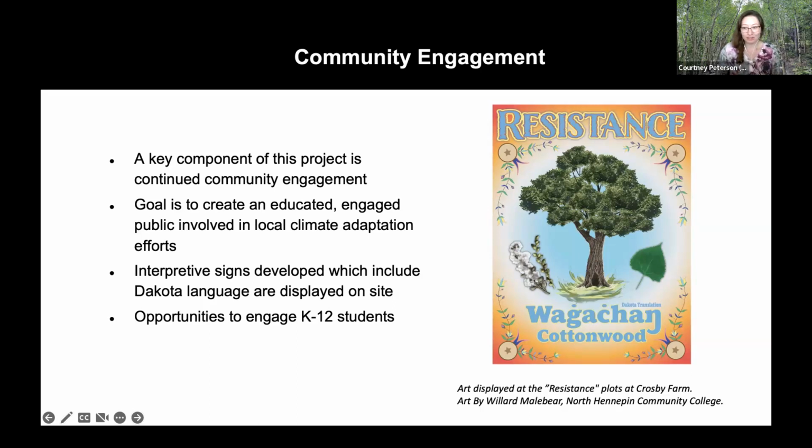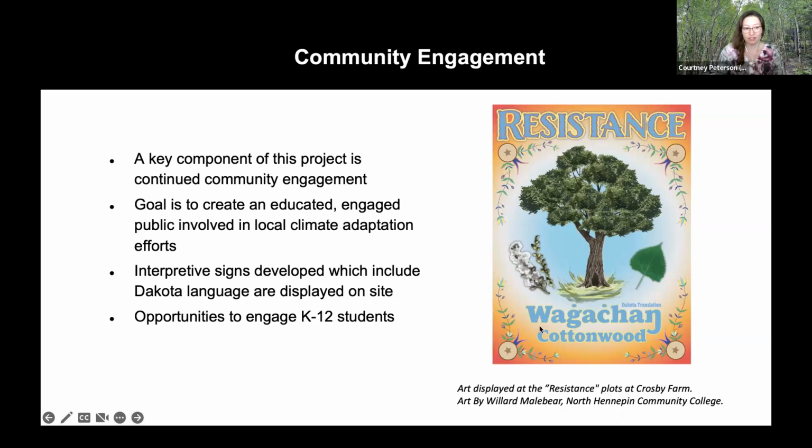Also, since it's in the middle of the Twin Cities, it's a great chance to really have those interpretive signs and really share what we're doing as far as climate adaptation goes and some of these different strategies that we're trying. So we have interpretive signs that are both in English and the Dakota language that are displayed for the resistance, resilience, and transition treatments. And so that was an awesome collaboration with the North Hennepin Community College to create those signs.